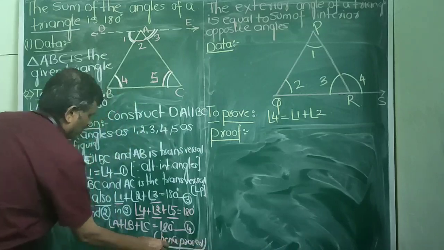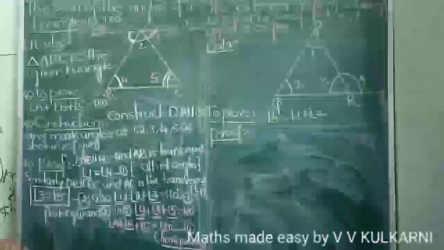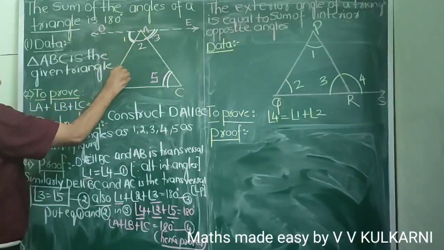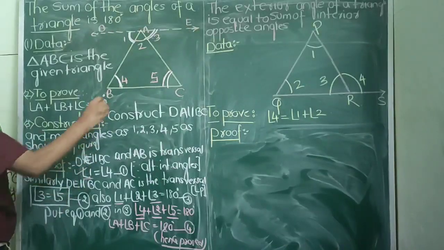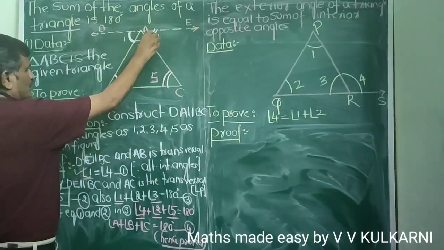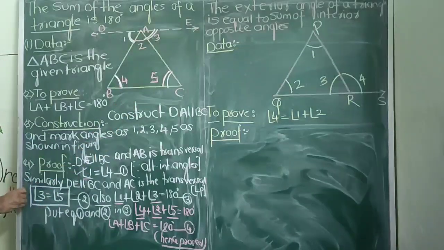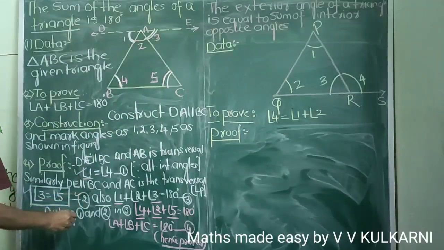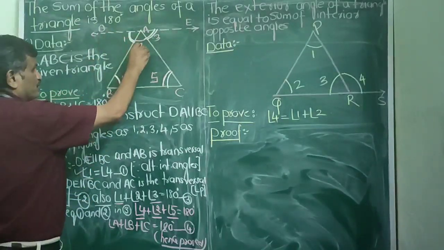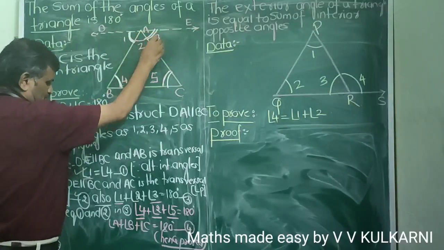I repeat, children, what I have done. First I have taken angle 1 is equal to angle 4 and I have called it the first equation. Then I have taken angle 3 equal to angle 5, and I am calling it the second equation. And then I have taken the linear pair: angle 1 plus angle 2 plus angle 3 is 180 degrees.